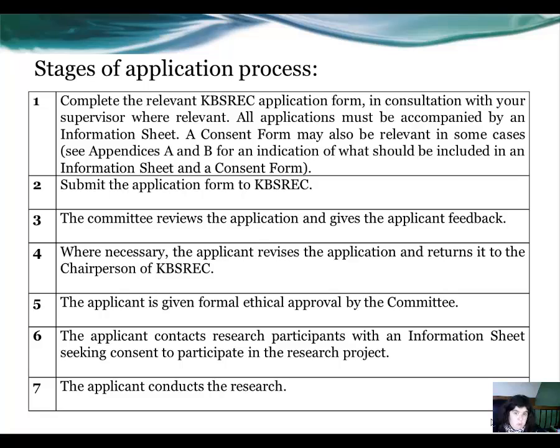The feedback could be, congratulations, you've received research ethics approval, or it could be, as point 4, you have to revise the application and return it to the chairperson of the Kemmy Business School Research Ethics Committee, which is Dr. Patrick Buckley. The applicant is given formal ethical approval by the committee. You then can contact research participants with an informed sheet seeking consent to participate in the research project. And then you conduct the research.